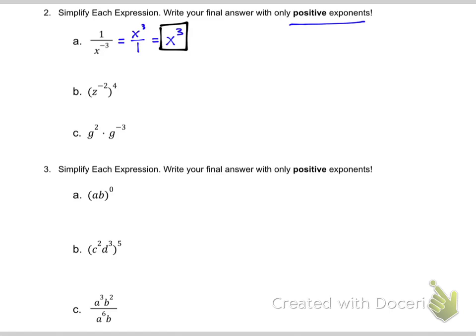For the second one, we're multiplying the exponents. Negative 2 times 4 is negative 8. But in order to make it a positive exponent, we need to flip it. So 1 over z to the positive 8th.